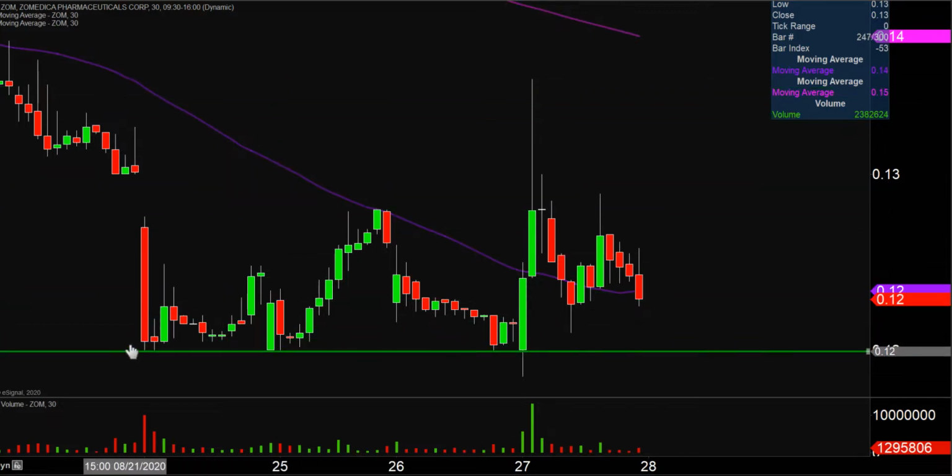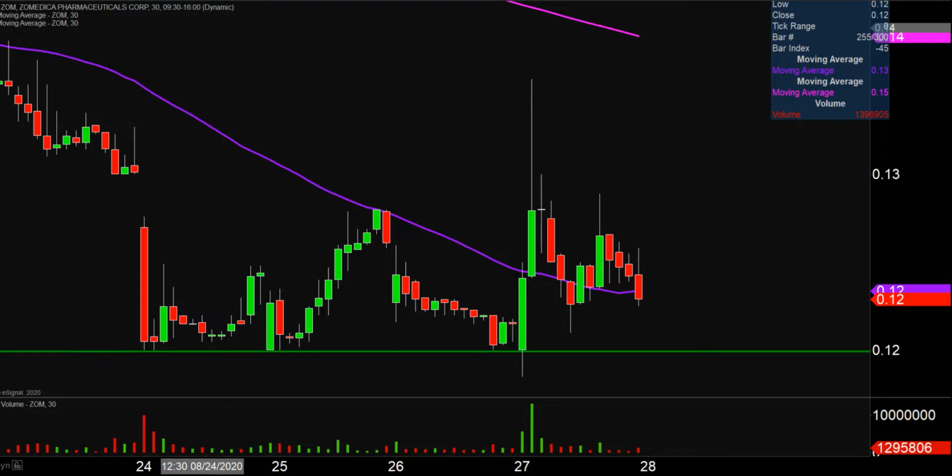The bottom portion of this pattern, support, is down at that green line of 12 cents. You can see throughout the history of the chart over the past several days, price has been down around this area a bunch of times, including today, where the price slightly got below it before skyrocketing back to the upside. So that's the bottom portion of this pattern.